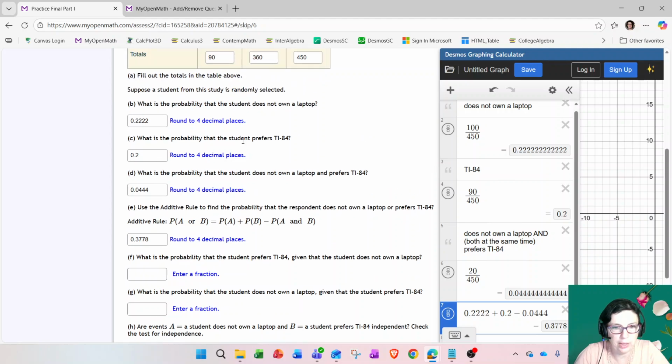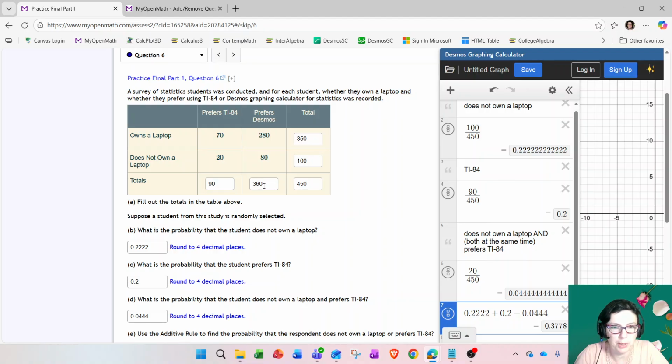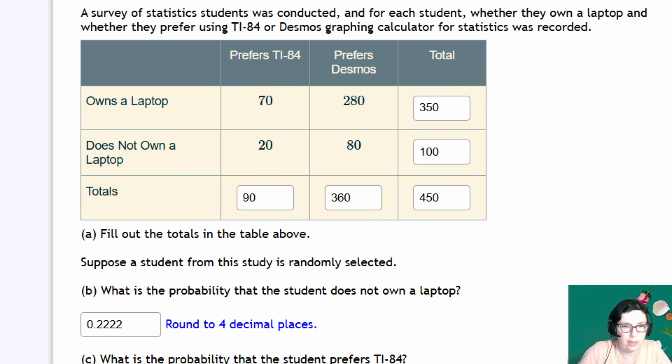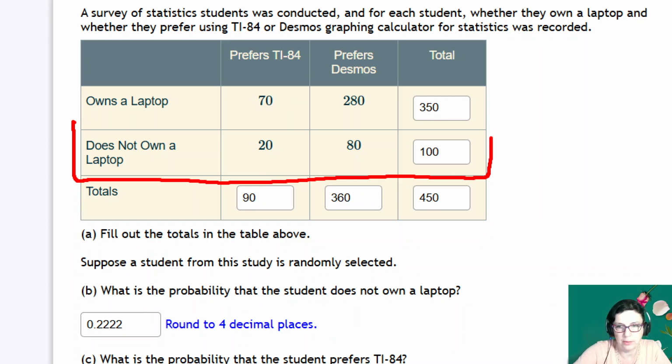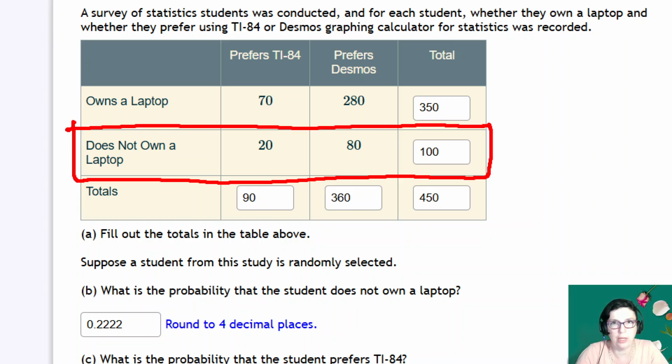So let's look at the table again. So again, I know that I don't own a laptop, which means that I am in this group right here. I do not know about anybody else. This is given. How many of these people prefer TI-84? Well, it would be these, 20.